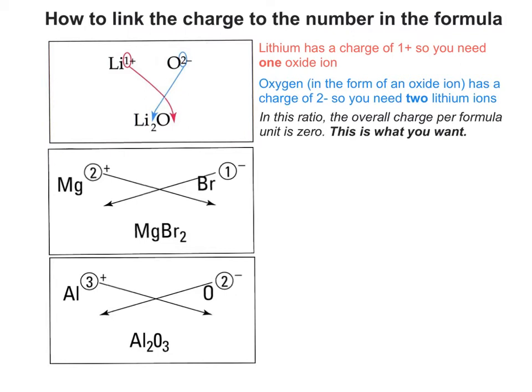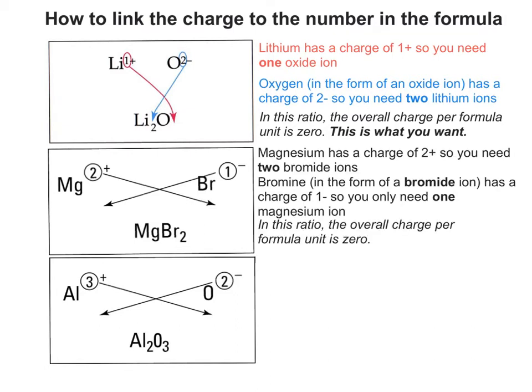So this is what you want every time you construct one of these formulae. You want an overall charge to be 0. So same idea for magnesium bromide. Magnesium has a charge of 2+, so you need 2 bromides. Bromine in the form of a bromide ion has a charge of 1-, so you only need 1 magnesium ion. And so in this ratio, the overall charge per formula unit is 0.